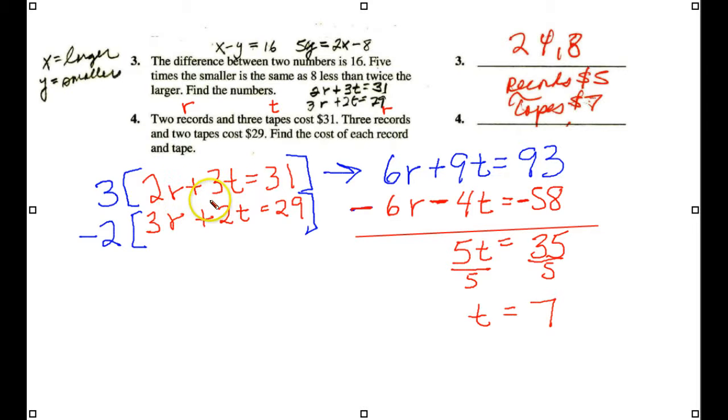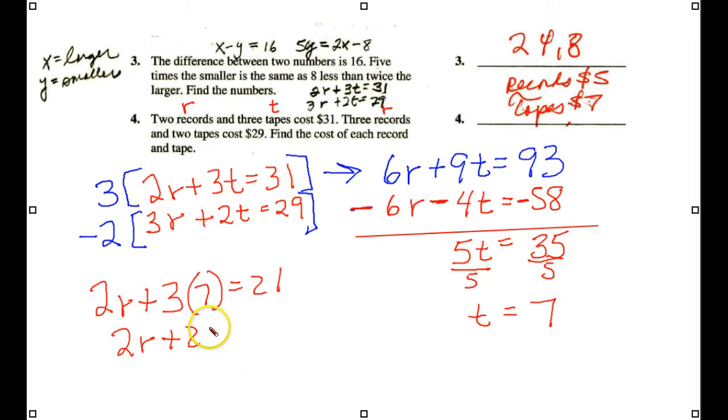But we now have to figure out what is the price of the records. So either equation, 2R plus 3, and we said the tapes are 7, substituting it there. So we get 2R plus 21. Okay, we're going to subtract 21 from both sides. We get 2R equals 10. R equals 5. And that's what we have. Okay.